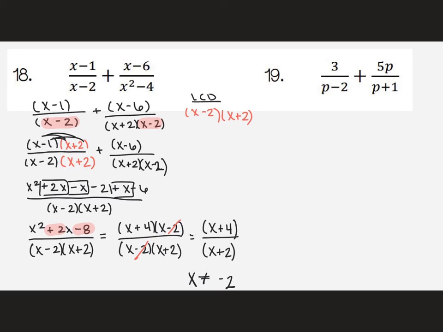For example 19, I want to start the same way, so I check to see if everything is fully factored, and it is. For my LCD, I want to write down the entire first denominator. I don't need to write any matches, but I do need to write any other non-matching factors in the second denominator. So my least common denominator would be p minus 2, p plus 1. If I rewrite the first fraction to have the common denominator, I would need to add p plus 1 to both the numerator and denominator.